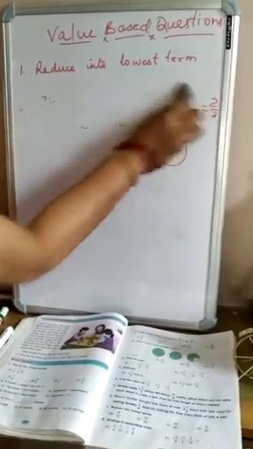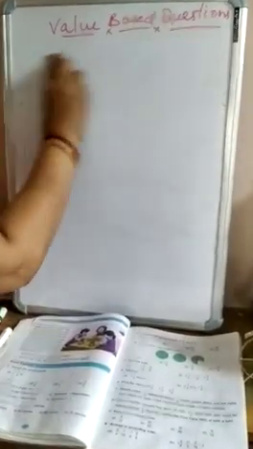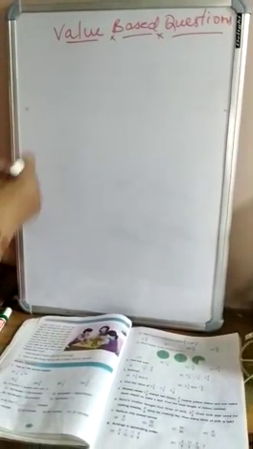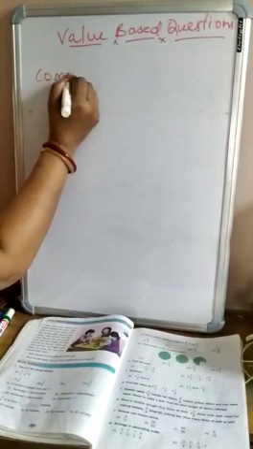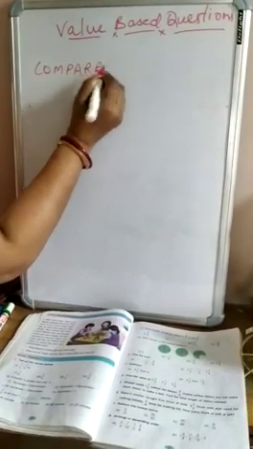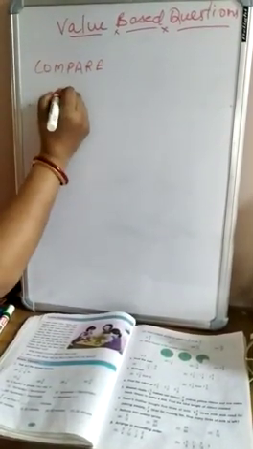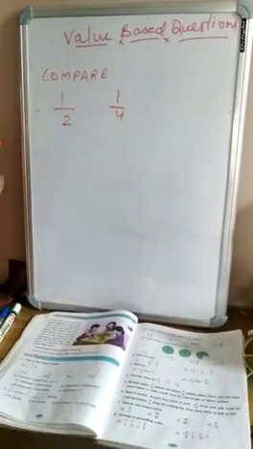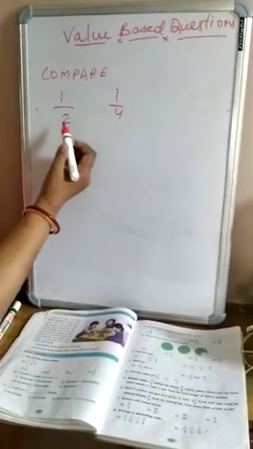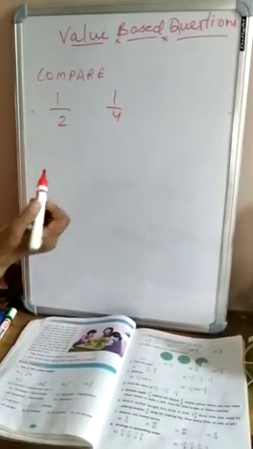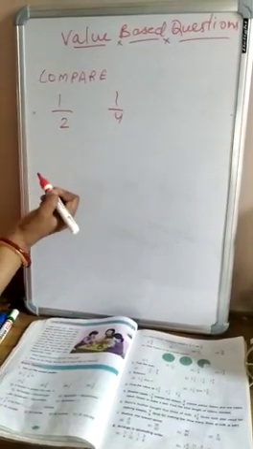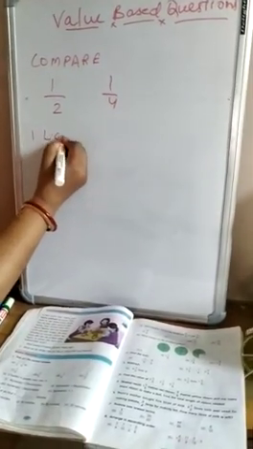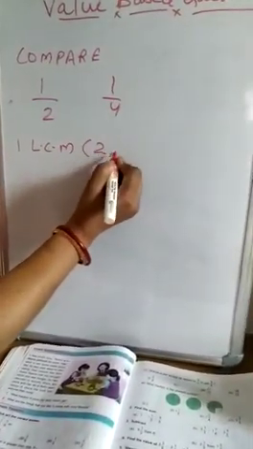Okay. Now the second point that I have told you: comparison. How will we compare two fractions? For example, 1 by 2 and 1 by 4. In the case of unlike fractions, the two fractions have different denominators. So the first step, what I have told you: find the LCM of the denominators 2 and 4.